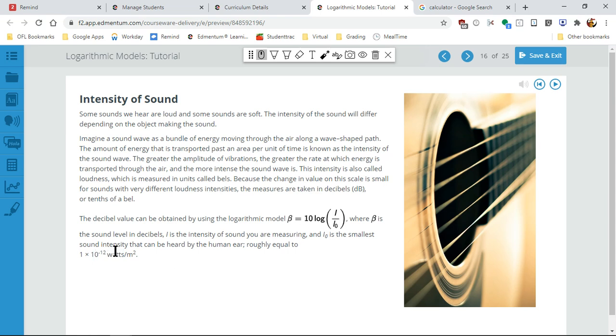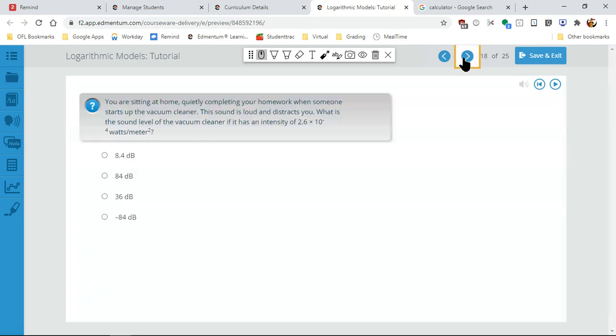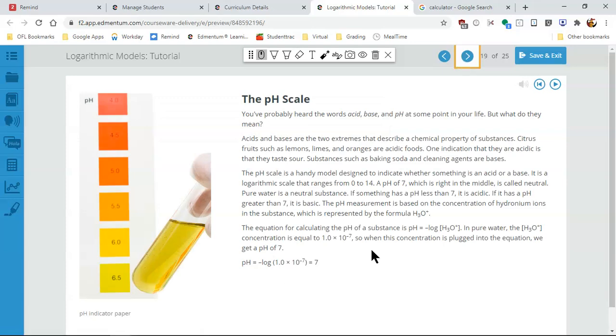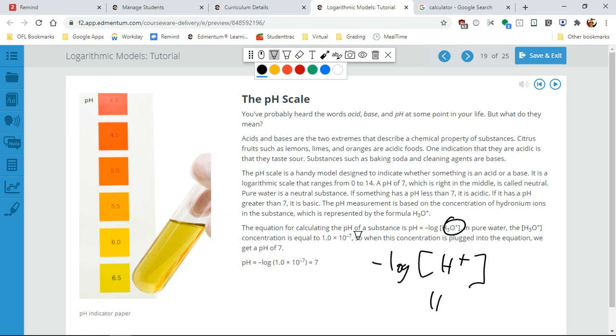So when you're writing this formula down, remember our I naught is different. For the Richter scale, it's 1. For this one, it's 10 to the negative 12. And also this one has a 10 at the beginning. Then we're going to do the calculation. Chemistry: this is the formula of negative log of our hydrogen concentration, and that's all it is, basically. They're going to give you a number for this hydrogen concentration, or H3O plus.